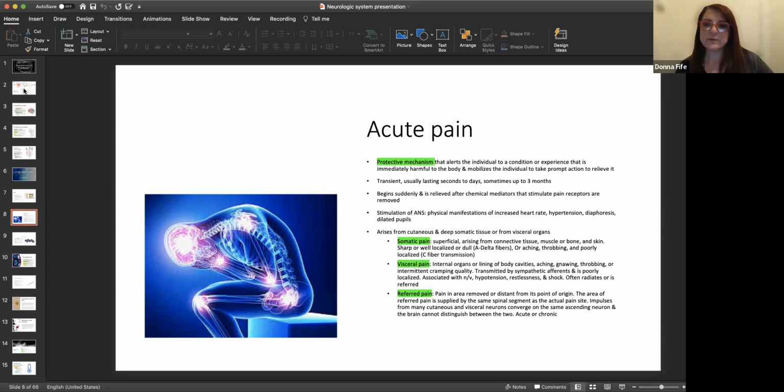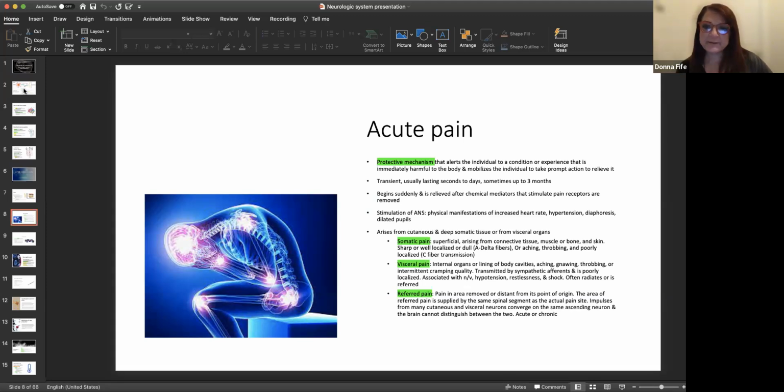Visceral pain, internal organs or the lining of the body cavities. This can be aching, gnawing, throbbing, or intermittent cramping quality. And this is transmitted by sympathetic afferents and is poorly localized. It's associated with nausea, vomiting, hypotension, restlessness, and shock. And it often radiates or is referred.